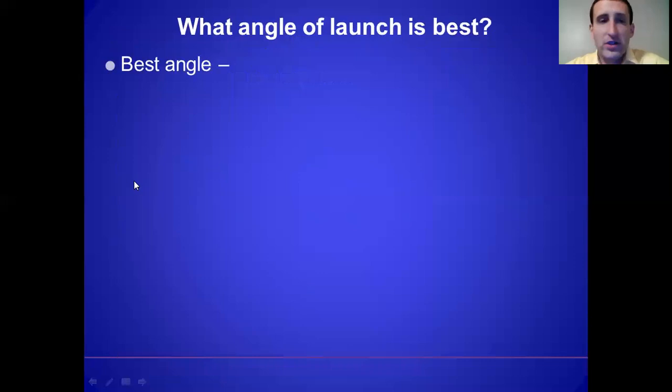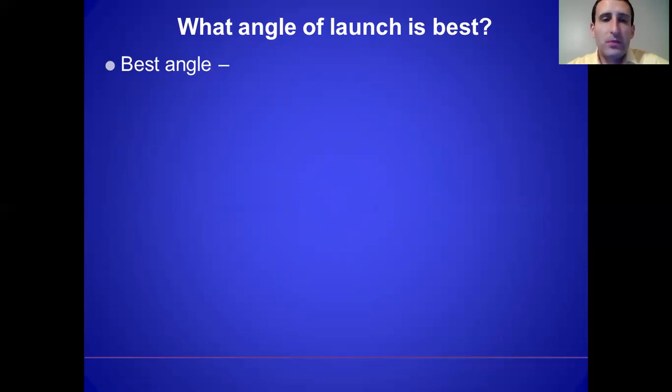So let's talk about launches. That soccer goalie who was kicking the ball down the field, or the football player who's punting the ball down the field, or the artilleryman who's trying to fire a shell as far into the enemy's lines as possible. So what would be the best angle?